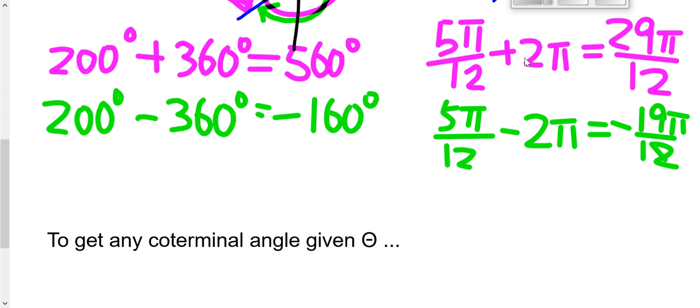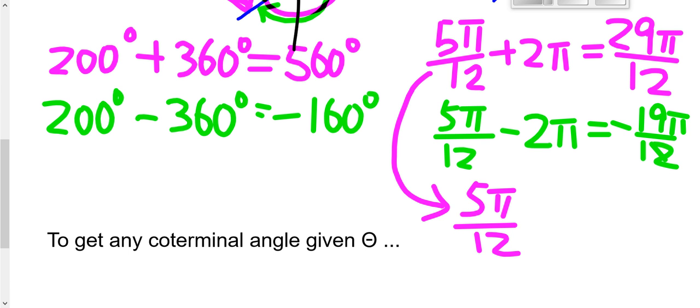Alright, so if you look at this one here, let's make some generalization. So 5 pi over 12, depending on how many rotations we do. If there's one rotation, we put 2 pi. If there are 2 rotations, we put 4 pi. If there are 3 rotations, we put another 2 pi on top, so that gives you 6 pi. So this number here depends on how many rotations we do.